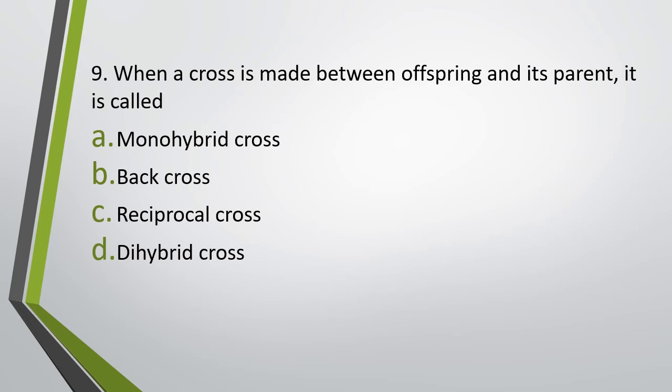Question number 9. When a cross is made between offspring and its parent, it is called as monohybrid cross, backcross, reciprocal cross, or dihybrid cross. Cross made between offspring and its parent. Correct answer is option B, that is backcross.